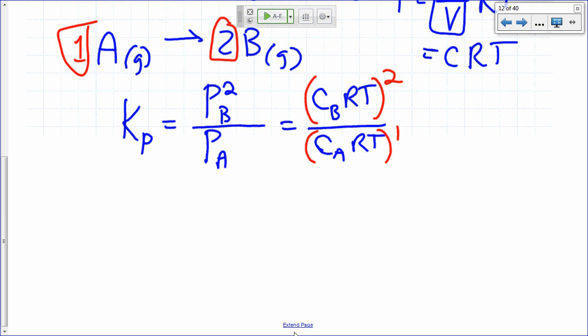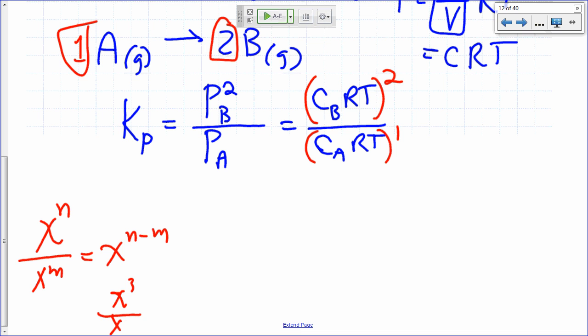Okay, let's do a little math review. If we have x to the n over x to the m, what's the answer? How can you simplify that? That's x to the n minus m, right? So like if you have x cubed over x squared, what do you get? x to the 3 minus 2, which is x to the 1, right? So I can simplify this.